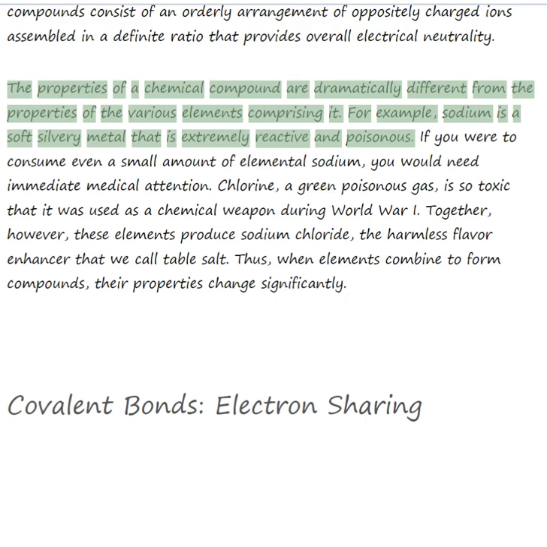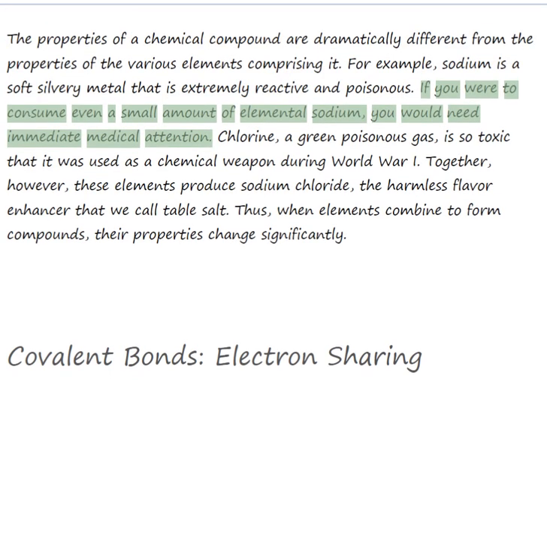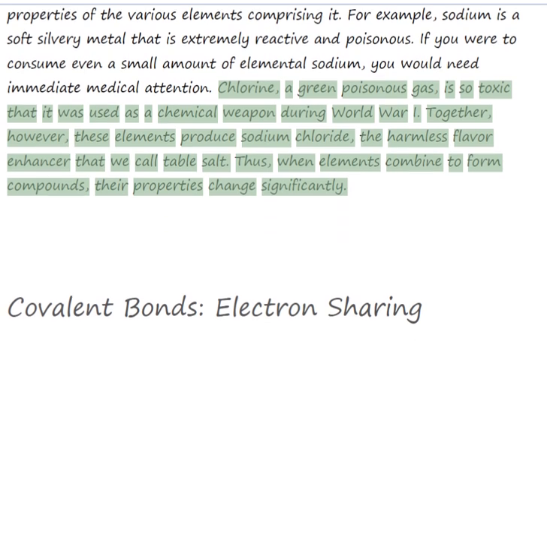The properties of a chemical compound are dramatically different from the properties of the various elements comprising it. For example, sodium is a soft silvery metal that is extremely reactive and poisonous. If you were to consume even a small amount of elemental sodium, you would need immediate medical attention. Chlorine, a green poisonous gas, is so toxic that it was used as a chemical weapon during World War I. Together, however, these elements produce sodium chloride, the harmless flavor enhancer that we call table salt. Thus, when elements combine to form compounds, their properties change significantly.